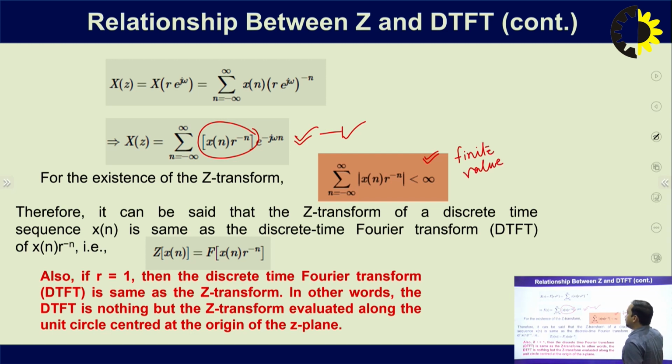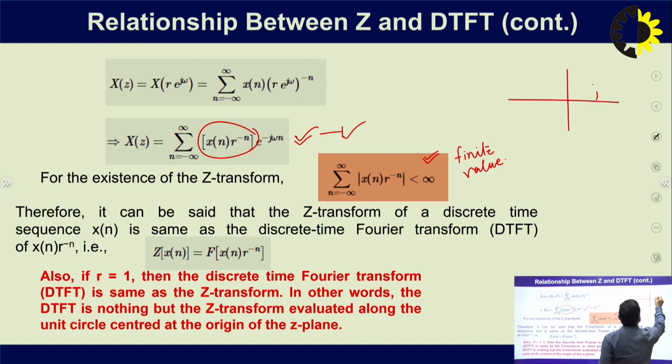It must be a finite value. So if we put r equals to 1, then the discrete time Fourier transform, we can say that if r equals to 1, this right hand side whole quantity is nothing but the DTFT. So we can say that DTFT is a special case of Z transform evaluated over the unit circle.